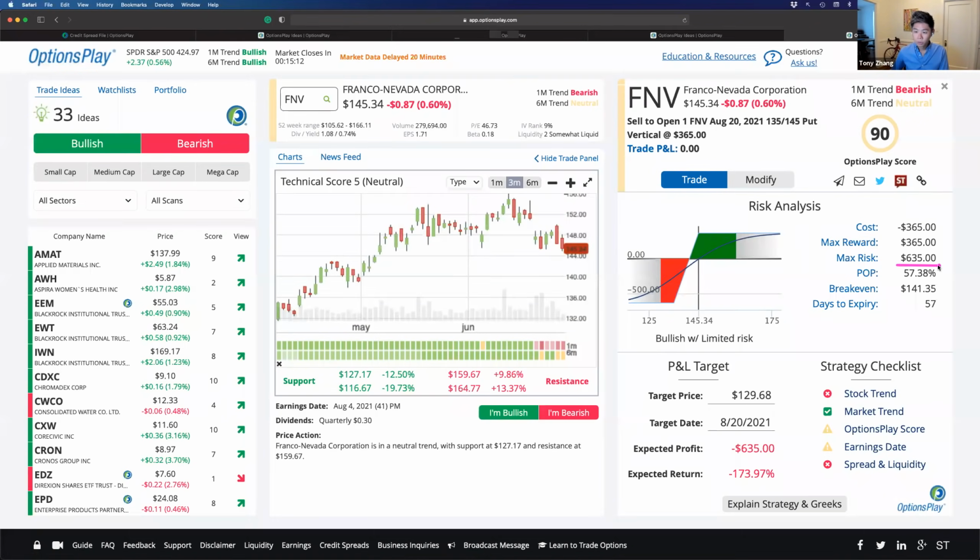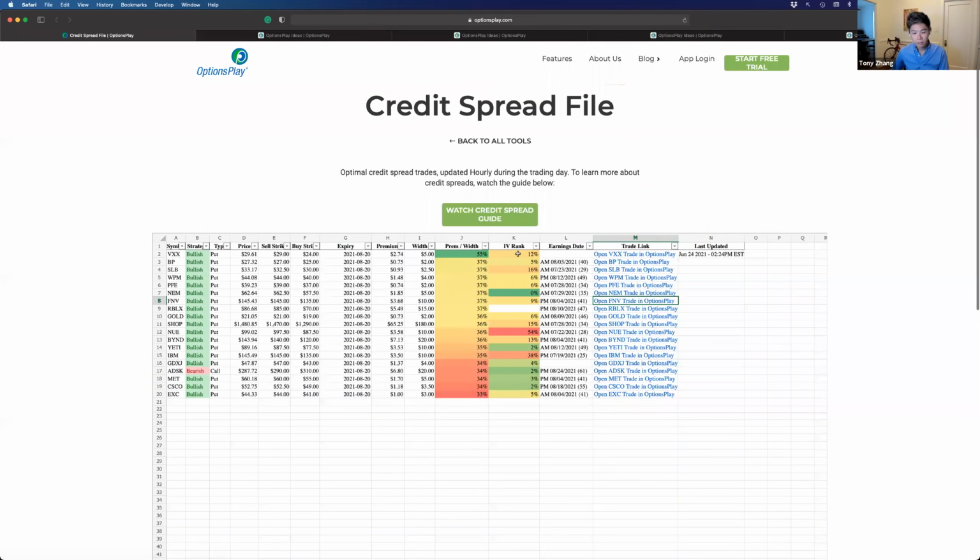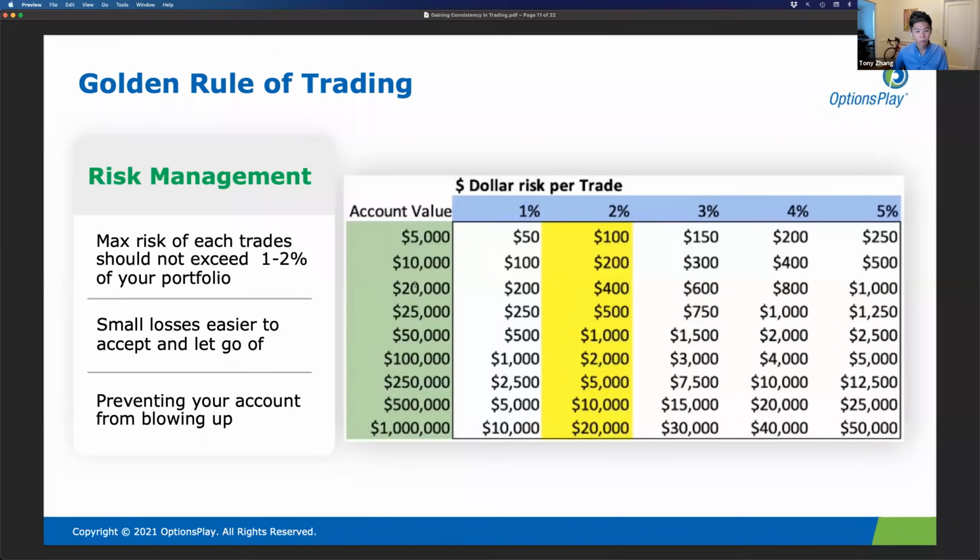This is okay. It risks only $635. That's within my risk tolerance. So let's do this. Let's say I have a smaller account. Let's say I have a $20,000 account. So my limit is $400. That's the most I'm willing to risk on any single trade if I'm going to stick to the 2% rule.